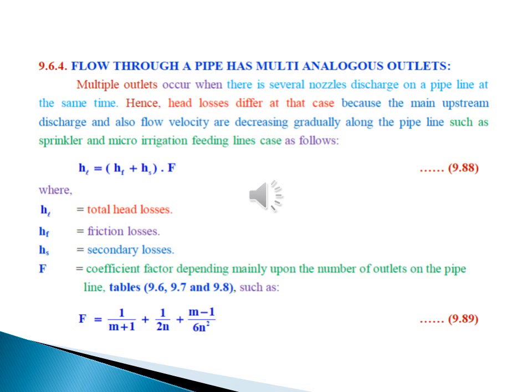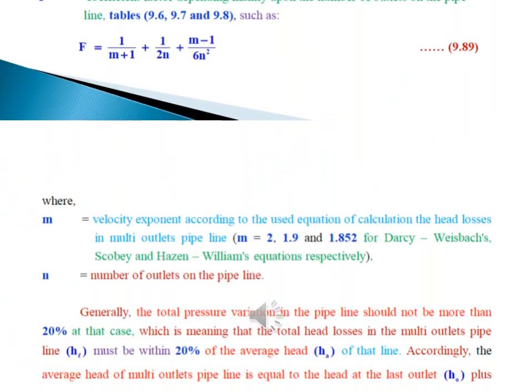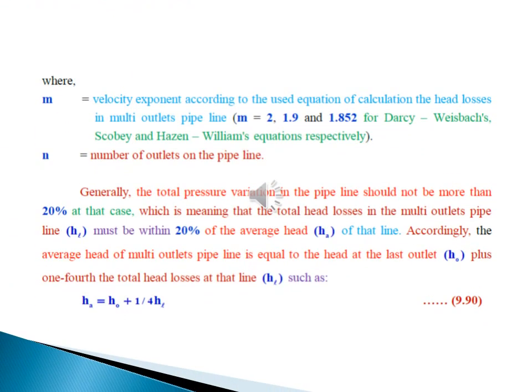Hence, head losses differ in this case because the main upstream discharge and also the flow velocity are decreasing gradually along the pipeline, such as in sprinkler and micro-irrigation feeding lines, as shown in the enclosed equation. The identification of parameters in the previous equation.